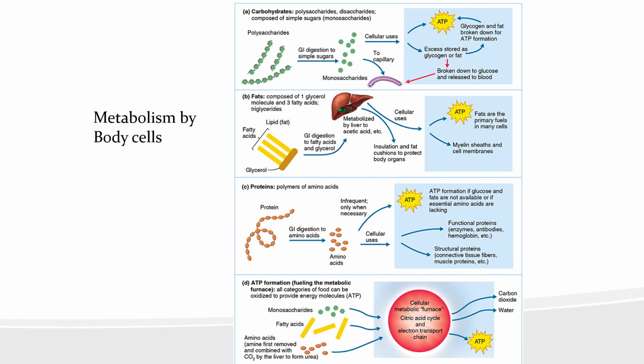ATP formation, fueling the metabolic furnace. All categories of food can be oxidized to provide energy molecules, so ATP. And the cellular metabolic furnace, citric acid cycle and electron transport chain. So we just talked about both of these. They will yield ATP, carbon dioxide, and water.